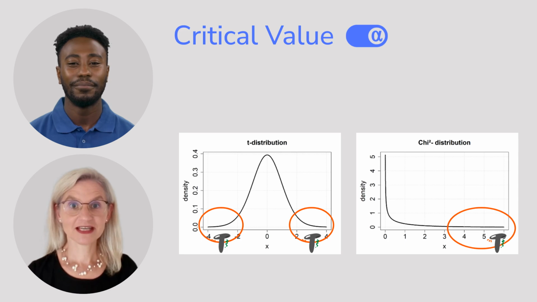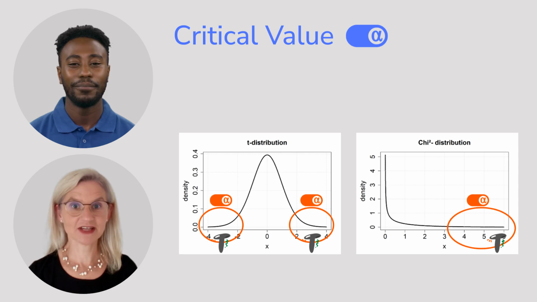Good question. That's where the critical value steps in. Think of it as a cutoff point. If the test statistic goes beyond that point, we say, okay, this is too unlikely under the null hypothesis, time to reject H0. And how is that critical value determined?